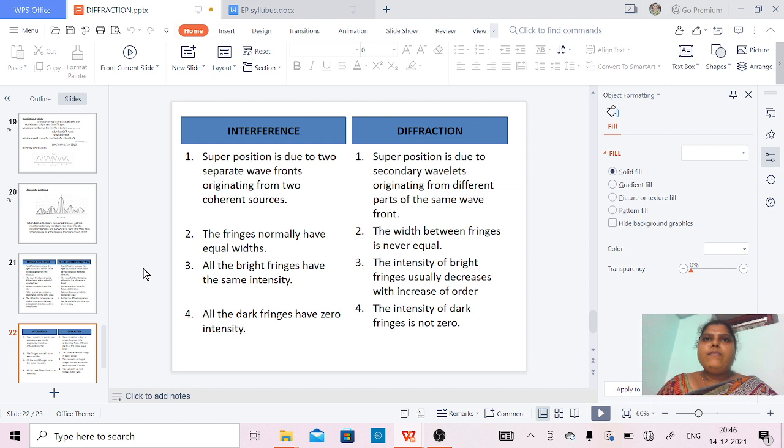Dark fringes ultimately have zero intensity in the interference pattern, and in diffraction the intensity of dark fringes is not zero. In both cases we have an interference pattern and a diffraction pattern. In interference, the dark fringes have zero intensity. In diffraction, the intensity of dark fringes is not zero.